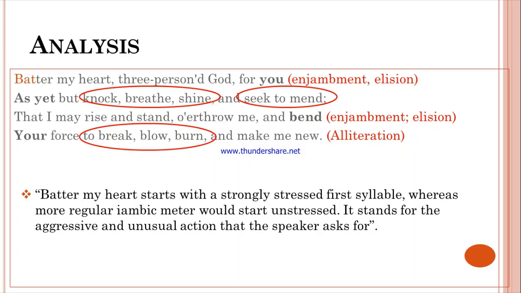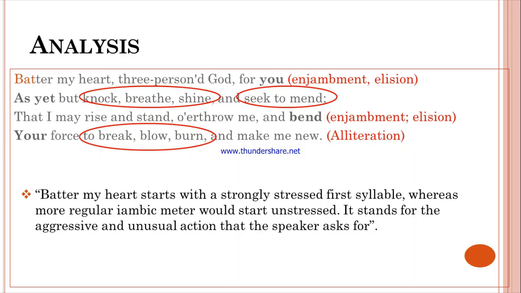Then you have to continue, as yet but not breathe, shine and seek to mend. Then only you can get the full idea. Although the line stops at "you," here the meaning continues. He's basically saying, "Batter my heart, three-person God, attack my heart, three-person God, because you have been only knocking, breathing, shining and seeking to mend."